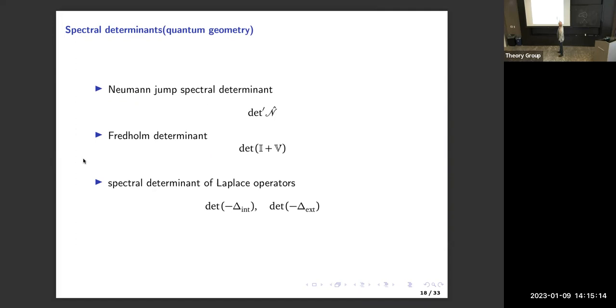Now, for those operators, we would like to consider their spectral determinants. They're well-defined. Of course, they diverge, but could be regularized by zeta function or heat kernel or whatever way, and produce some functional which depends only on the curve, on geometry, nothing else. And there are three of them. It's the Neumann jump spectral determinant, the Fredholm determinant as it's called, that's for the double layer. And there are two Laplace operators. We also consider their spectral determinants.